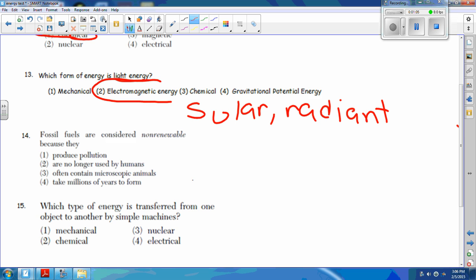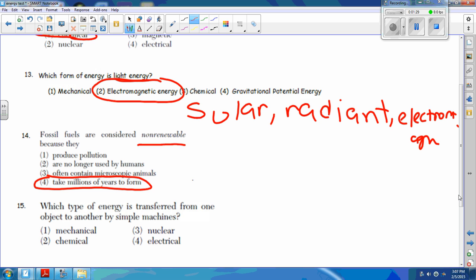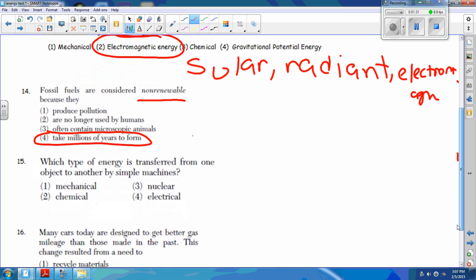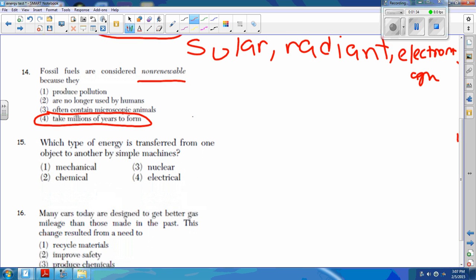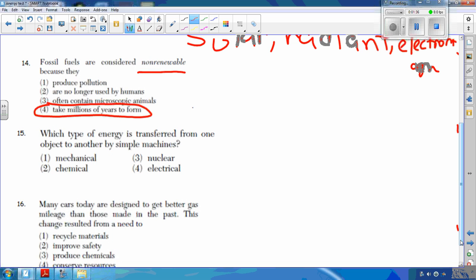Non-renewable are your fossil fuels. Why? This is basically asking you what the definition of fossil fuels is. Because they take millions of years to form. They come from little microscopic organisms that lived in the ocean, or fossil fuels come from swamp plants. So number 4 would be the answer. They don't contain the microscopic animals, but they come from the microscopic animals. But the reason why they're non-renewable is because they take millions of years to form.